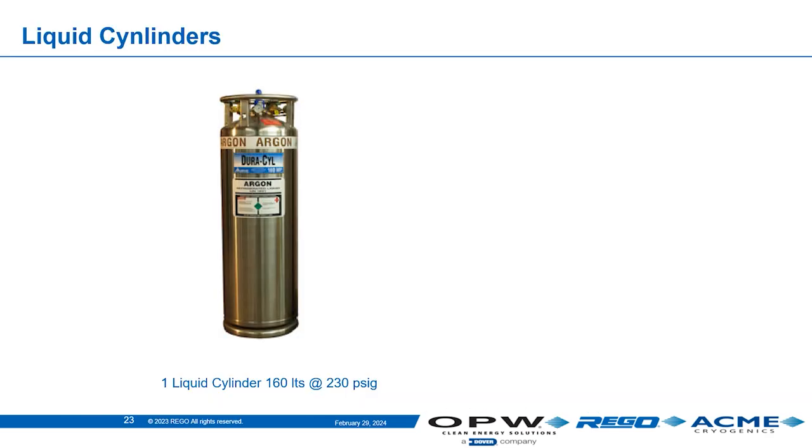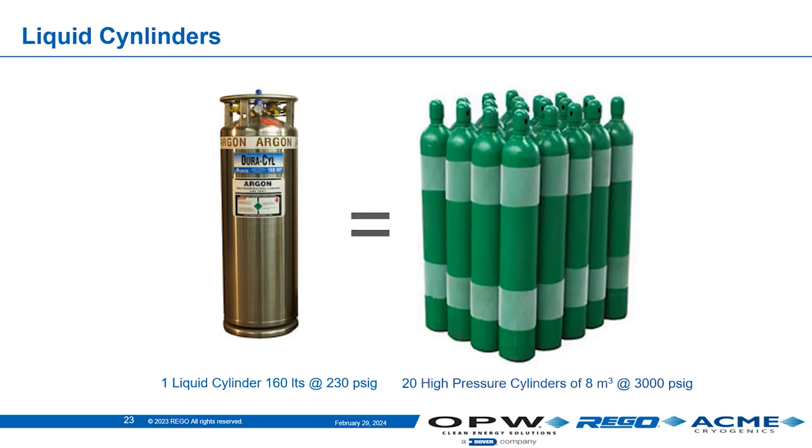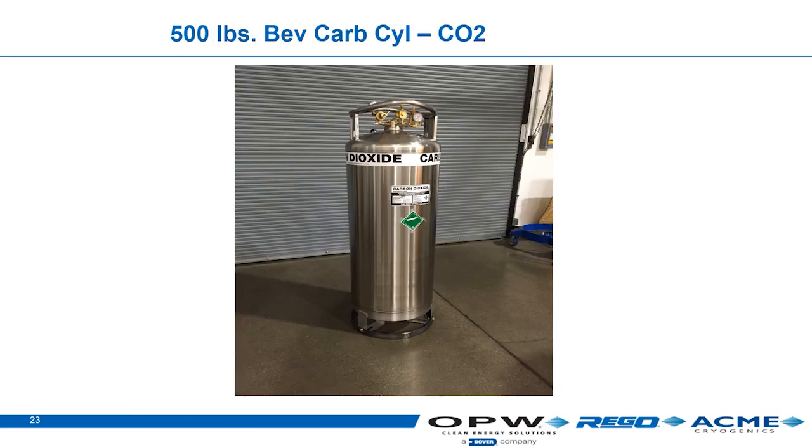So that's a picture of a liquid cylinder. You can get a lot of gas out of that, and you're saving space. And overall, it's probably cheaper for rentals because you pay a rental on the piece of equipment, and you pay a product price as well. So that's just what they look like.